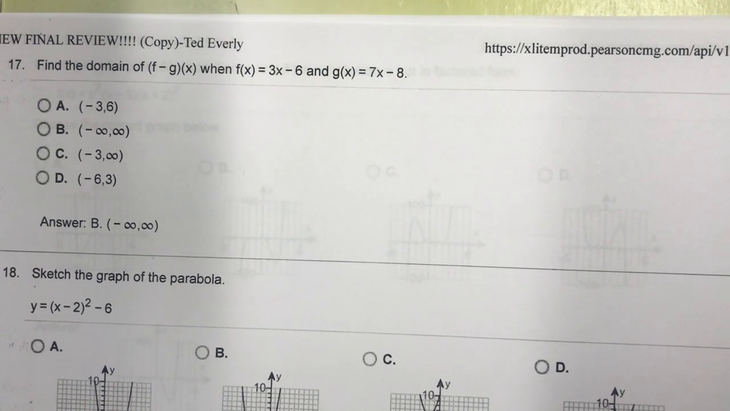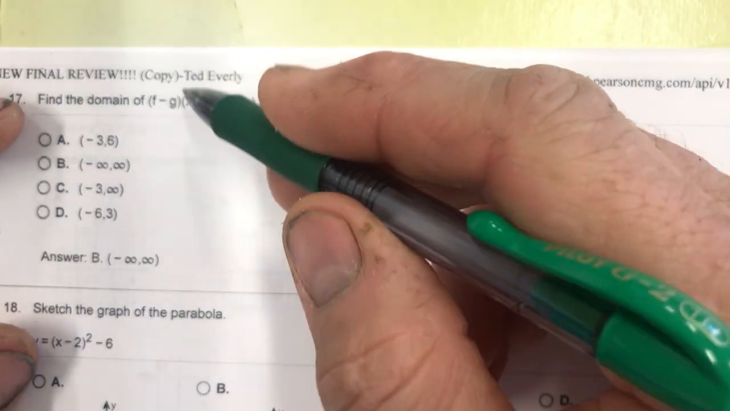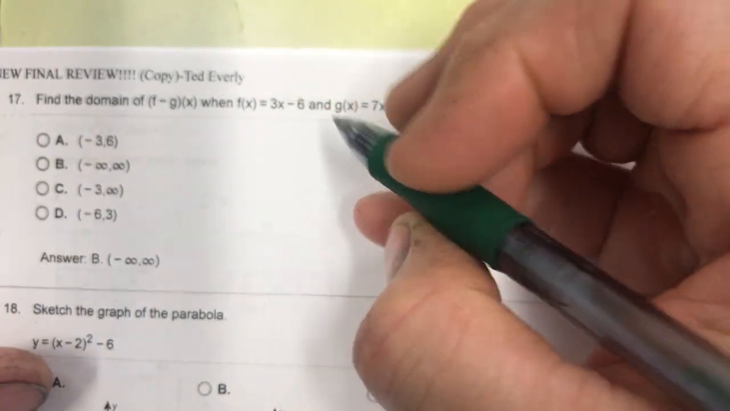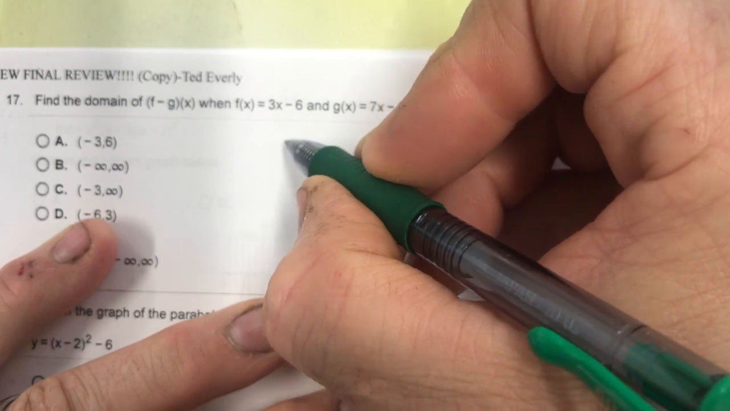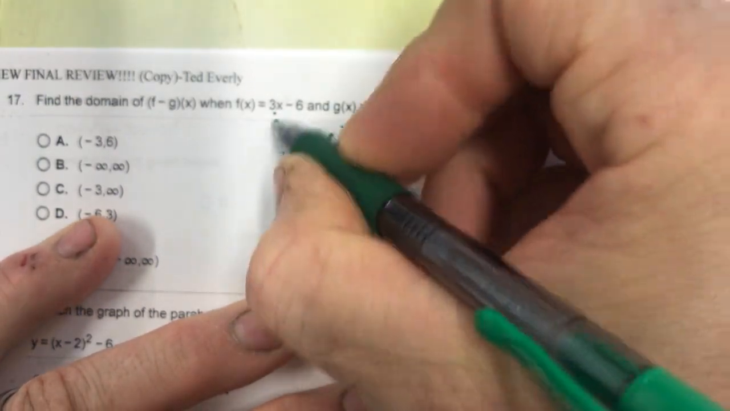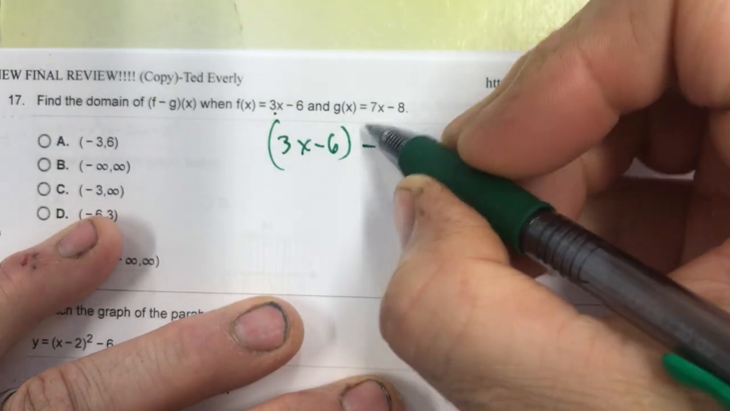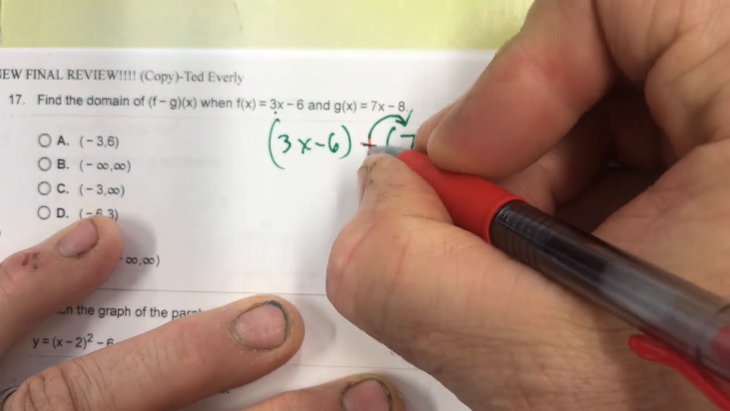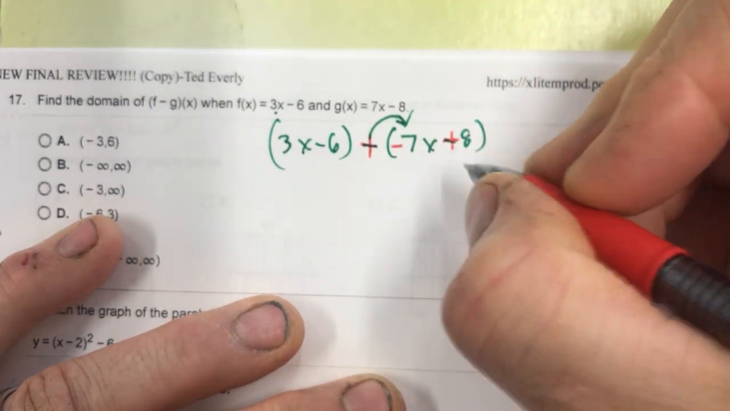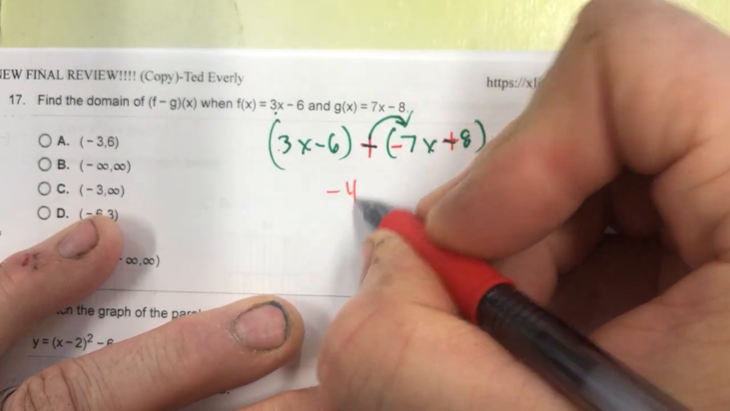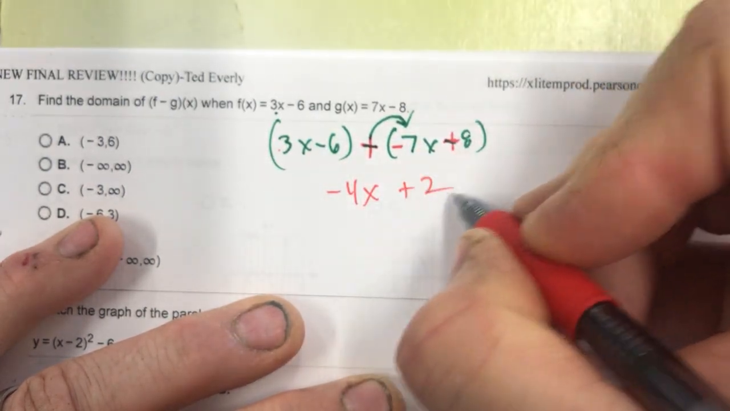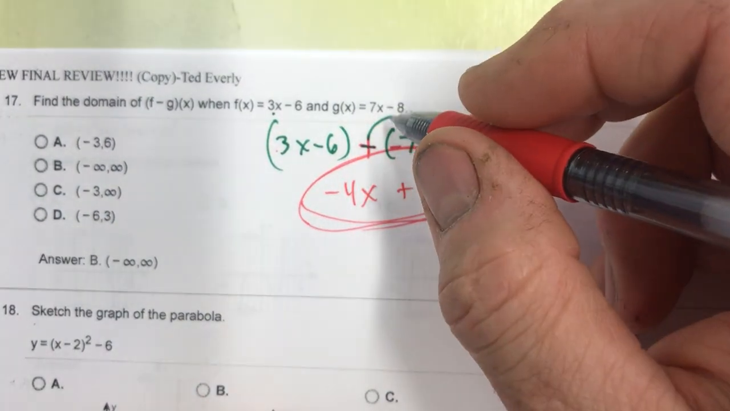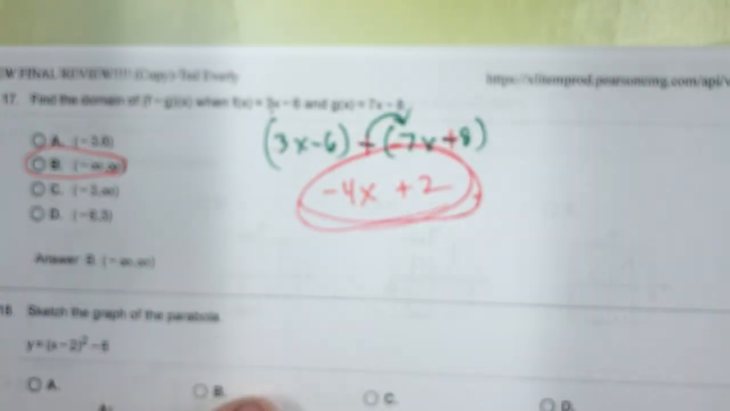Number 17. Find the domain of this when f of x is this and g of x is that. If I do f minus g, I'm going to have 3x minus 6 minus 7x minus 8. So I need to distribute this minus into here, which turns this into a plus, makes this a negative, and makes that a positive. So 3x plus -7x is -4x, and then -6 plus 8 would be a positive 2. Well, there's no issues with this. X can be anything, so this can be negative infinity to positive infinity.